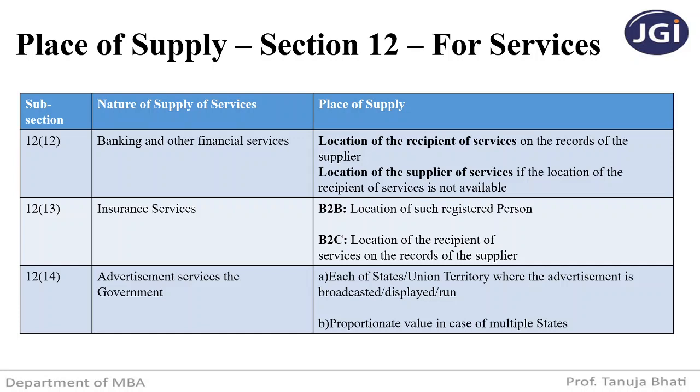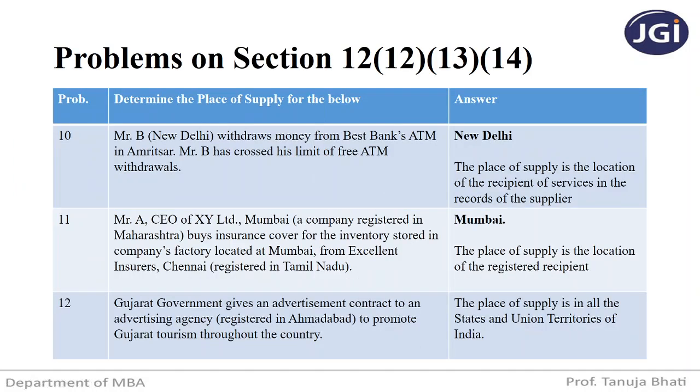And suppose it is to be displayed in multiple states, then the proportionate value in each of those states will be the place of supply. In case of place of supply, it will be that particular state, but in case of value, it will be the proportionate value. So let us see problems under section 12 subsection 12, 13 and 14. So cases number 10, 11 and 12.